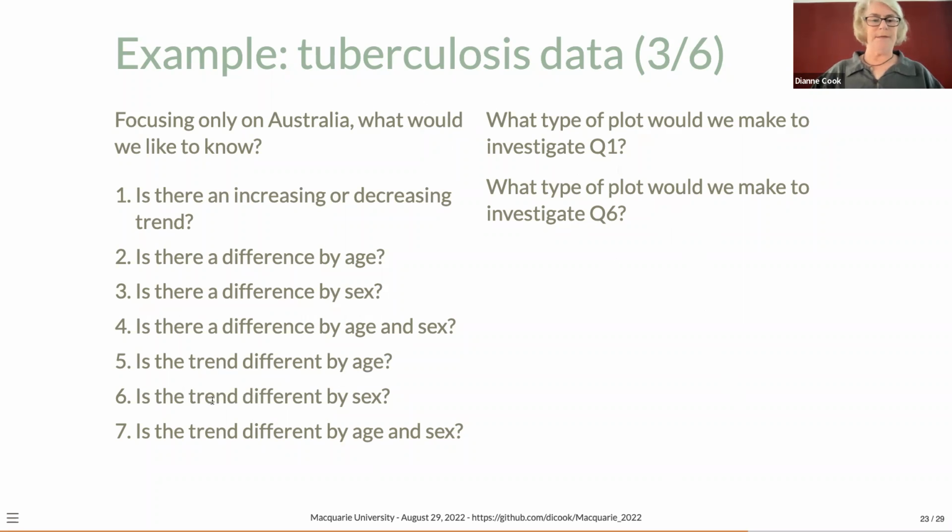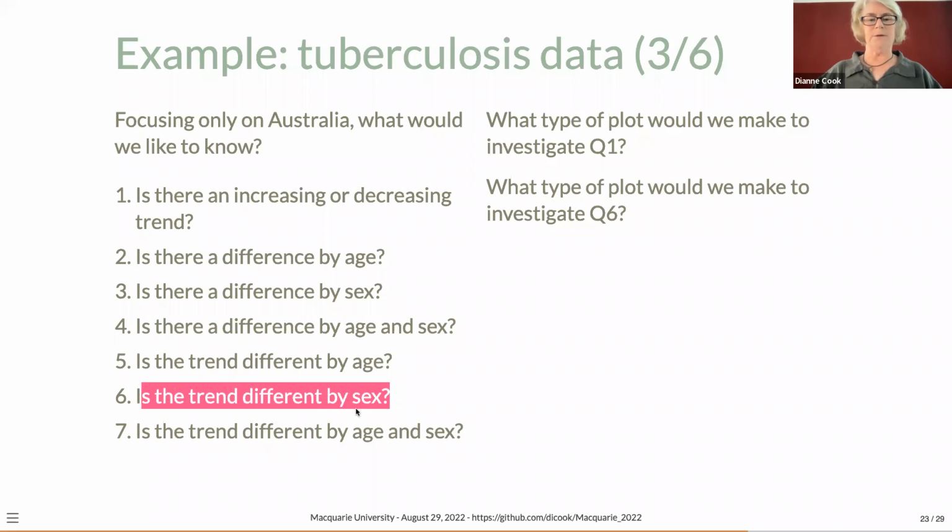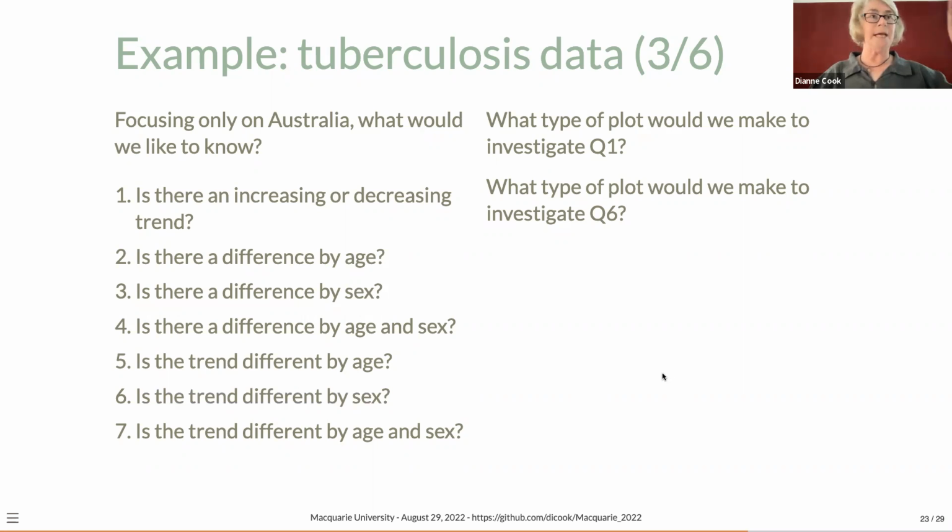Let's try question 6. Is the trend different by sex? What type of plot would you make for that? Yeah, so you'd map sex to color. We still want trend, so we want year on the x-axis. And so say we use a bar chart and we fill by sex. Would you use just the bar itself, or would you force it to be a 100% chart instead?